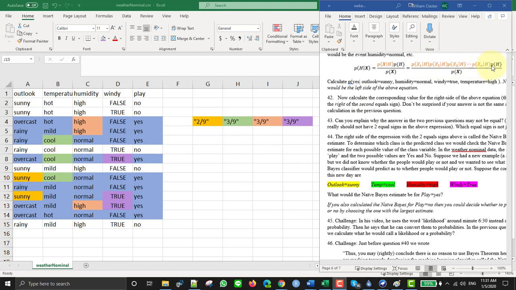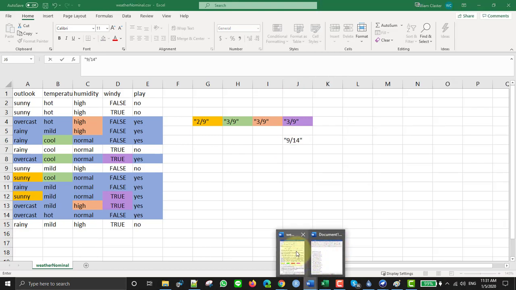Then we have to do times the probability of H. H is the probability of the class, or the probability of yes. So I think we figured that out before. That was, well, there's 9 here. So that's 9 out of 14. So I'll just put that here.